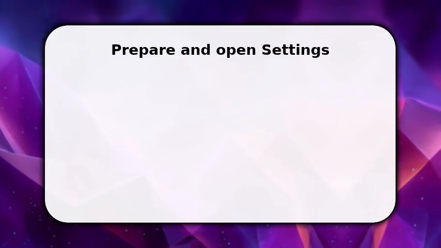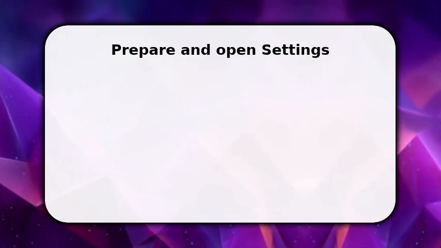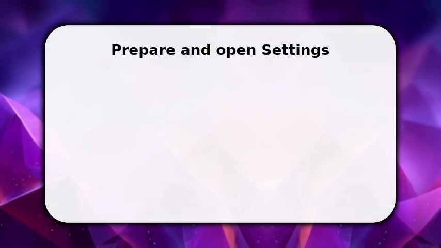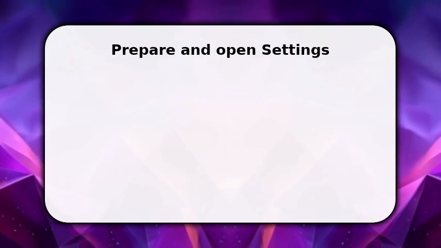Once there, locate the Power and Battery panel. This is where Profiles live. You'll see current mode and quick toggles. Make sure to pause background updates or heavy tasks before switching so the system can apply settings cleanly.